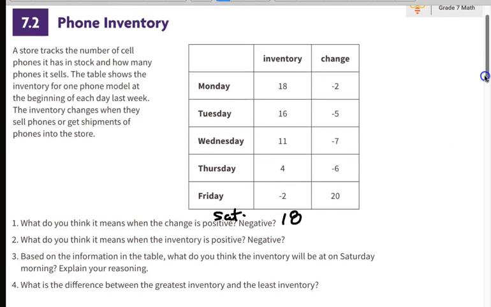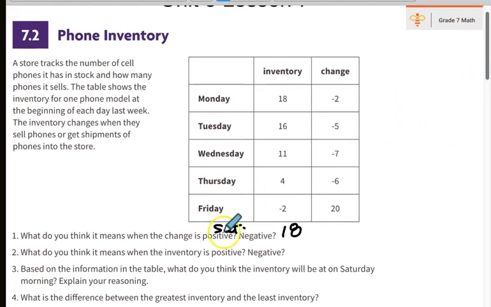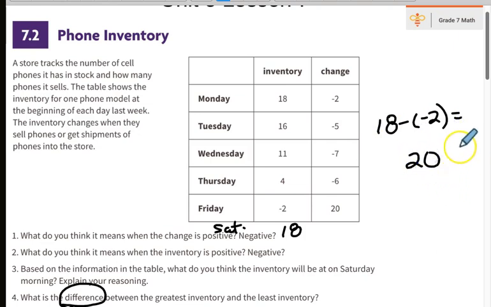Okay. What is the difference between the greatest inventory and the least inventory? Notice this word here. Difference means subtraction. So what's the difference between the greatest, that was 18, and the least, which was -2? The difference between those is 20, because 18 minus a negative is just like saying plus. So 18 plus 2 is 20.